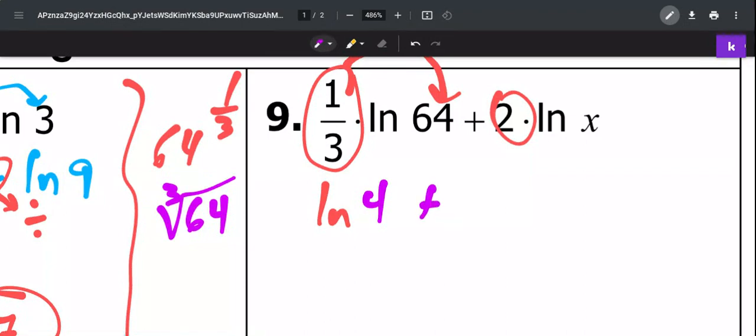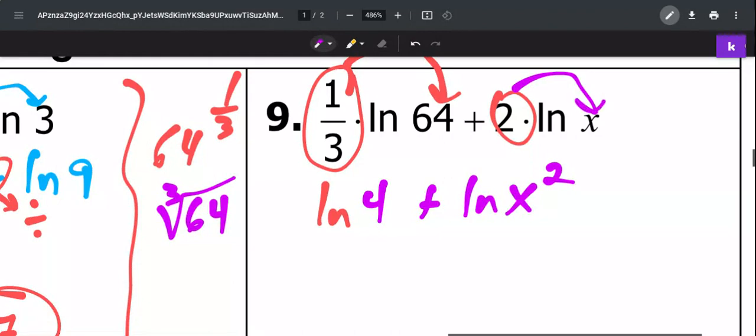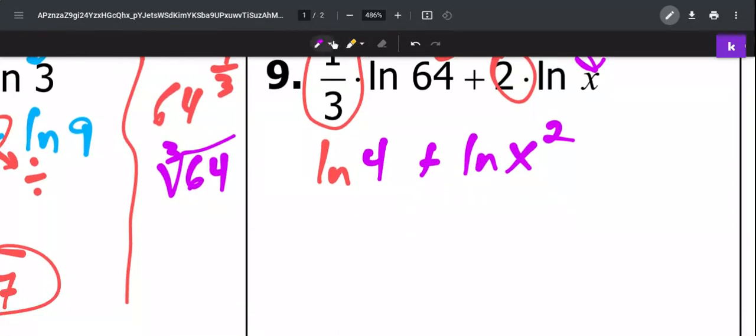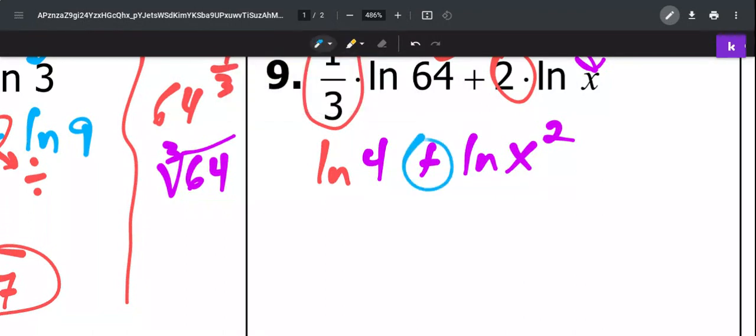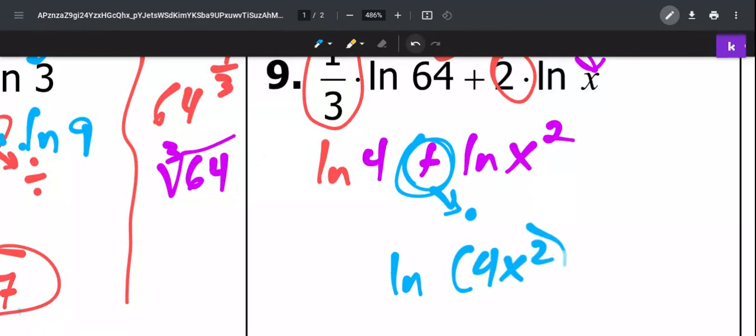All right, plus 2. Then we're going to have ln x to the 2nd power. So it would just be plus ln of x squared. All right, now let's finish this one off. We still have 2 separate logarithms. They're natural logs, but they're still logarithms. So we need to condense this. Once again, plus means multiply. So we're going to end up having ln of 4x squared.